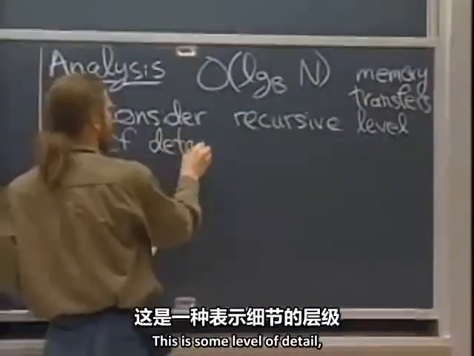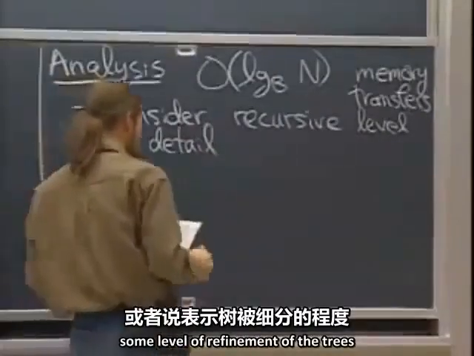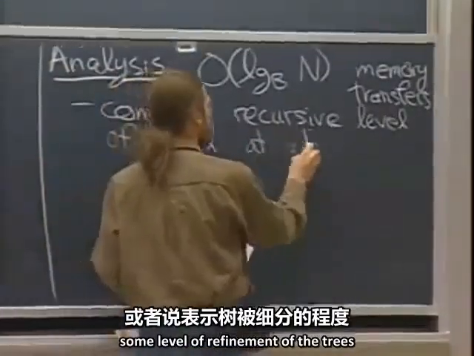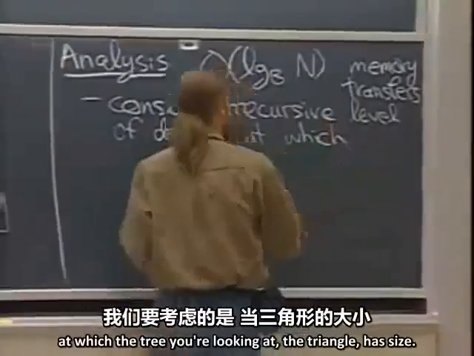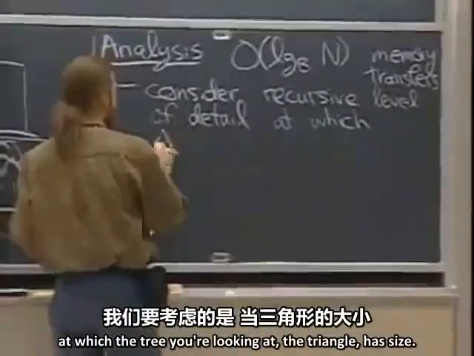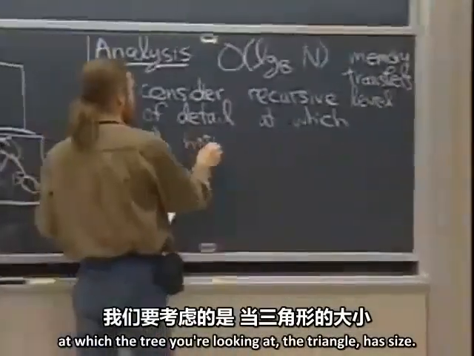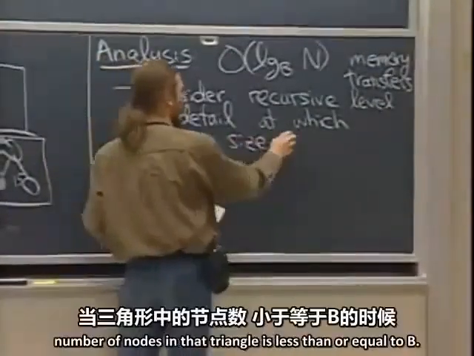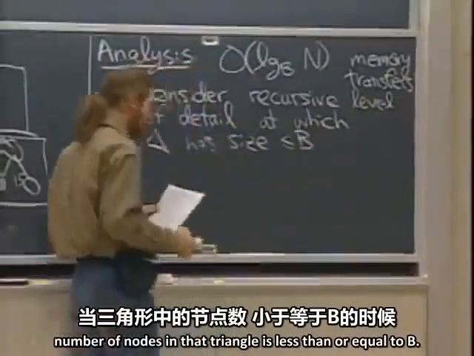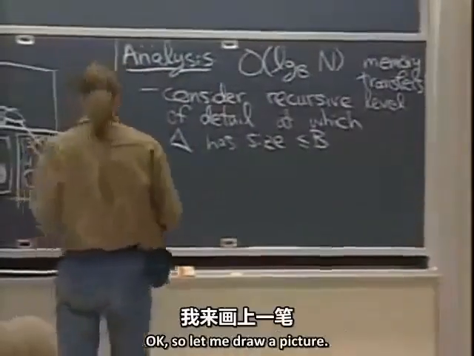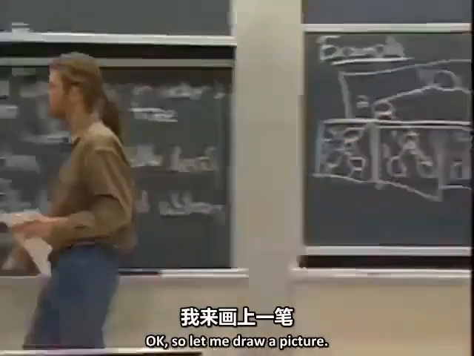This is some level of detail, some level of refinement of the trees, at which the tree you're looking at, the triangle, has size. In other words, the number of nodes in that triangle is less than or equal to b. Okay, so let me draw a picture.